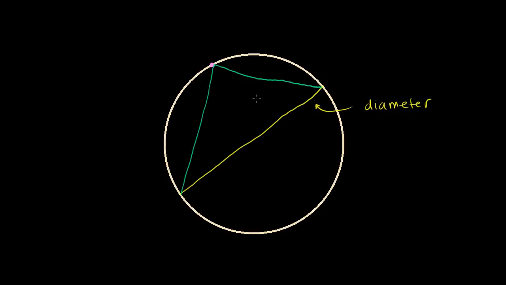What I'm going to show you in this video is that this triangle is going to be a right triangle. And the 90-degree side is going to be the side that is opposite this diameter. I don't want to label it just yet because that would ruin the fun of the proof. Now, let's see what we can do to show this.